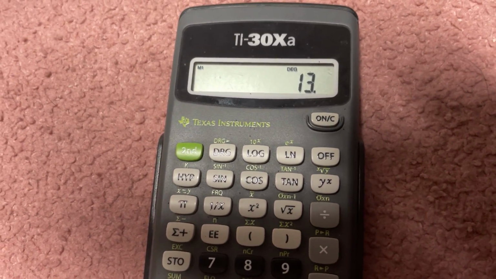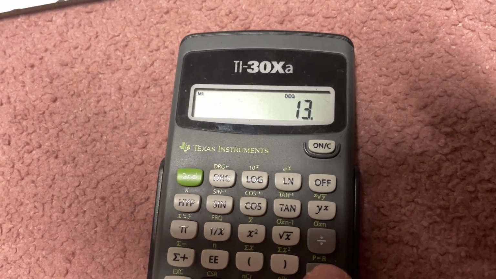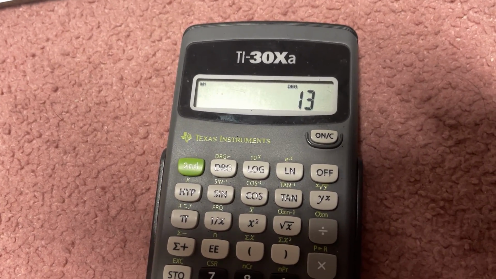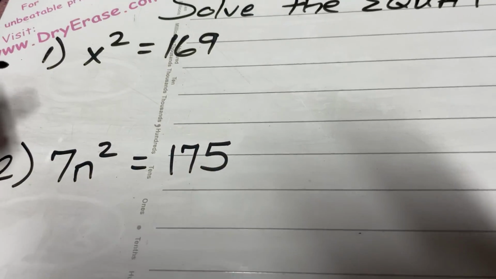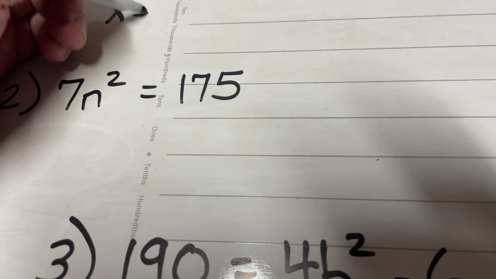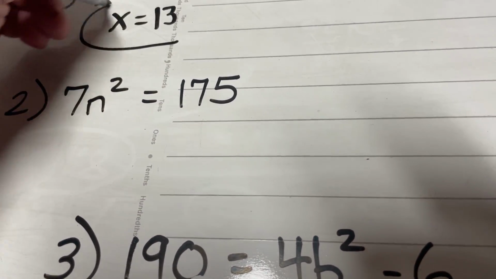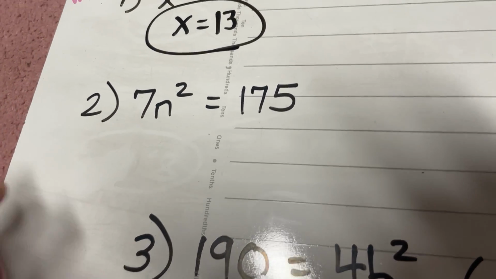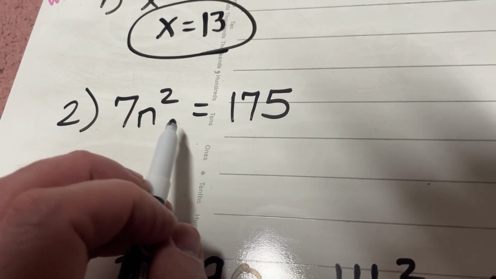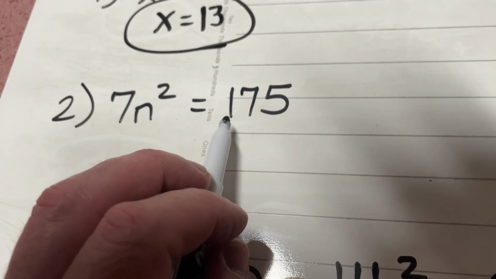Sure enough, 13 times 13 equals 169. So that tells me that x equals 13. The square root of 169 is 13. Well, so here we go. 7n squared equals 175.